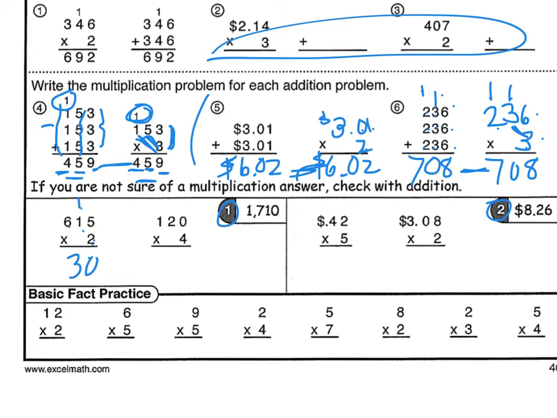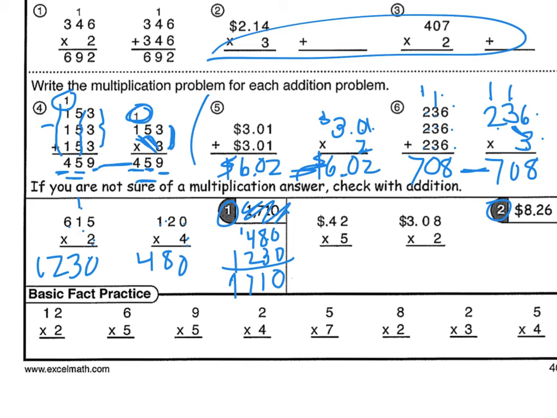And then 6 times 2 is 12. 0 times 4 is 0. 2 times 4 is 8. 1 times 4 is 4. And I'm going to put those numbers over here. 12, 30, 0, 11, regroup, 7, 1. Adds up. I can feel pretty good about that one.